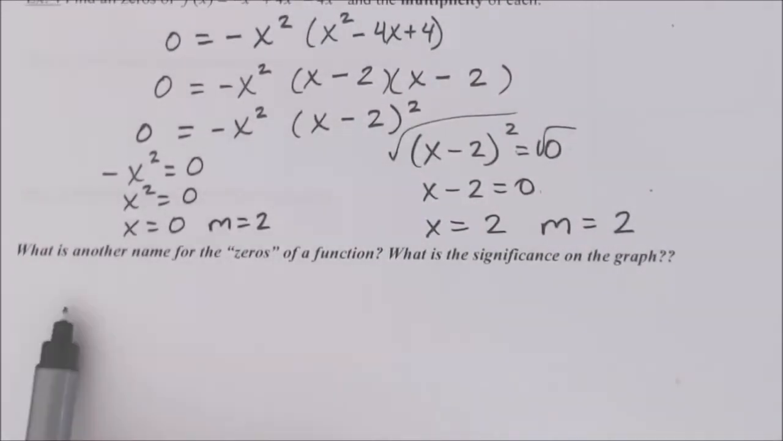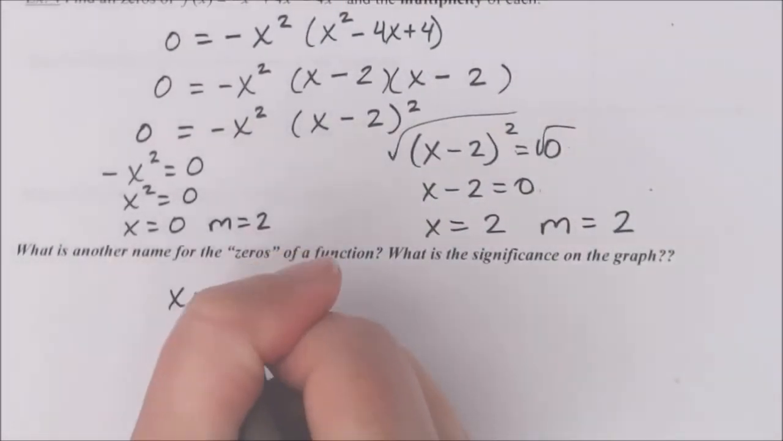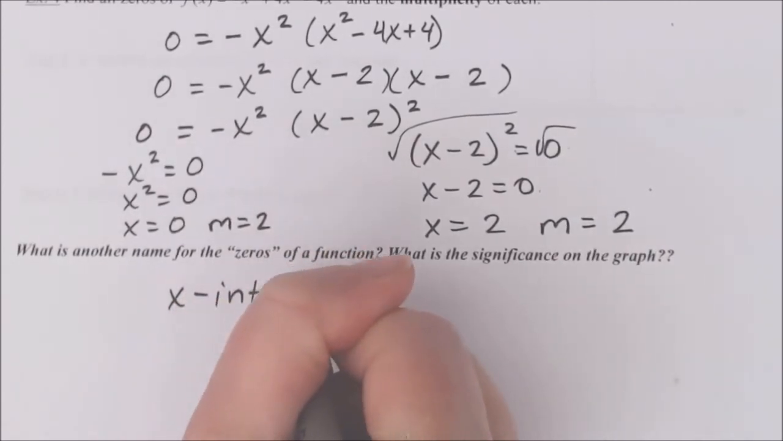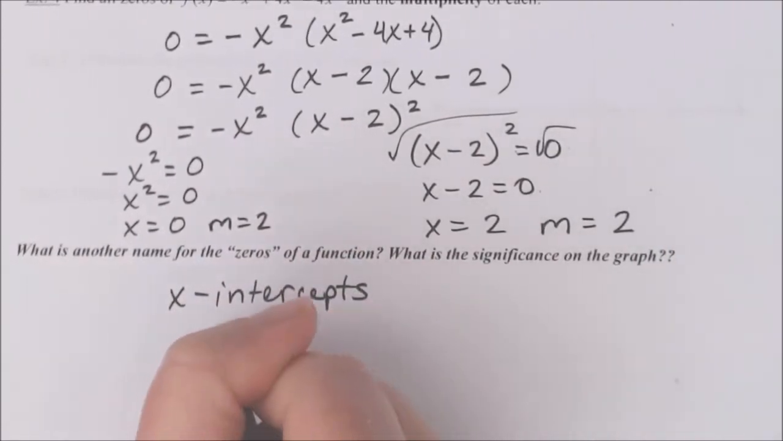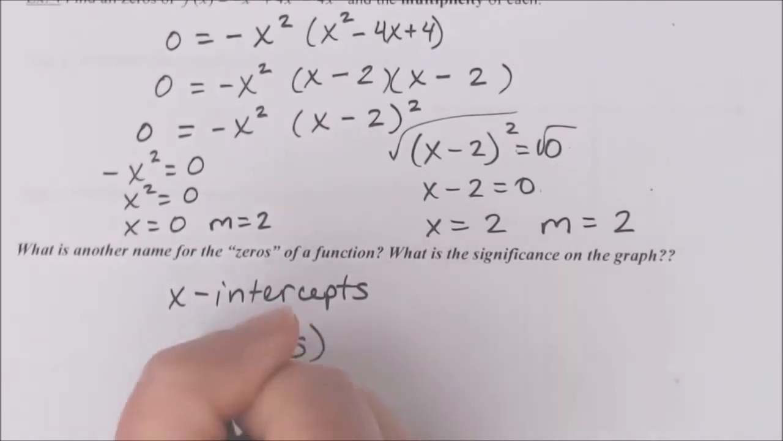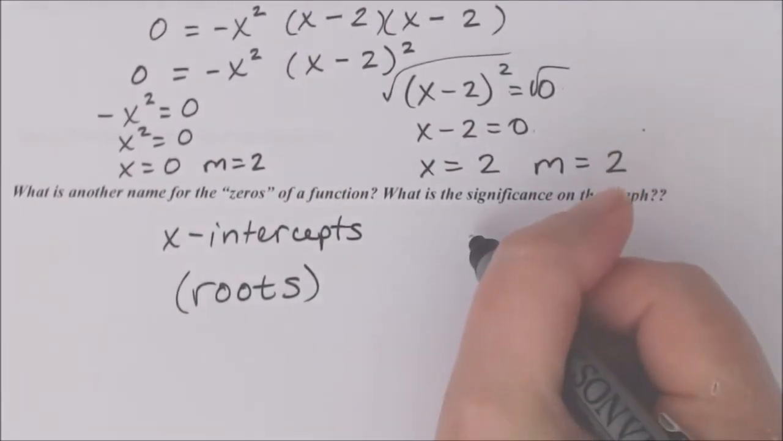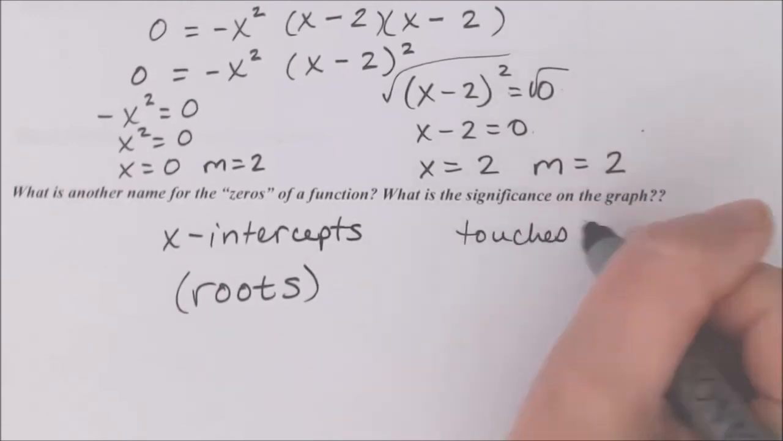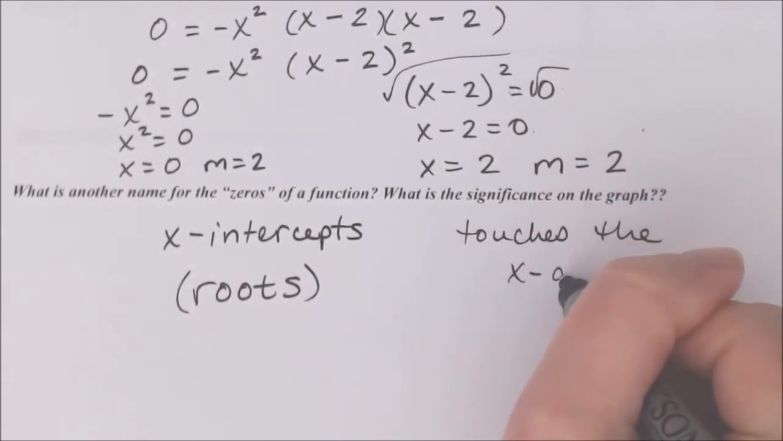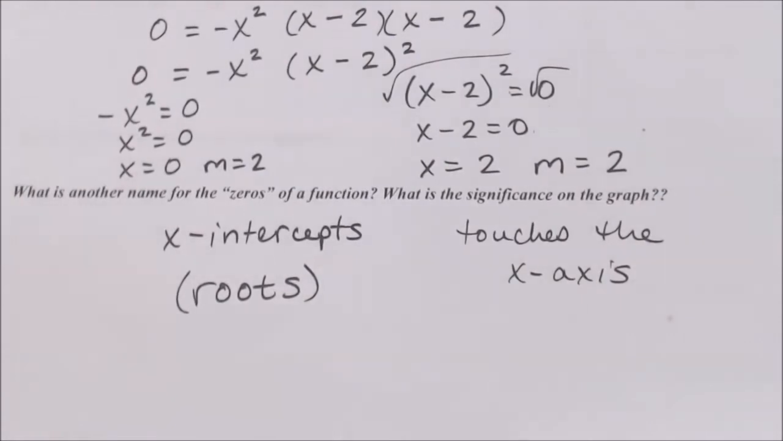All right, so what's another name for zeros of a function? We said that could also be called x-intercepts. And you may also hear me refer to it as roots, same thing. What's the significance of that on the graph? The x-intercepts are where the graph touches the x-axis. So when we go to sketch the graphs of these, this is how we're going to know where things end up, is based on what those x-intercepts are, because that's where the graph will touch the x-axis.